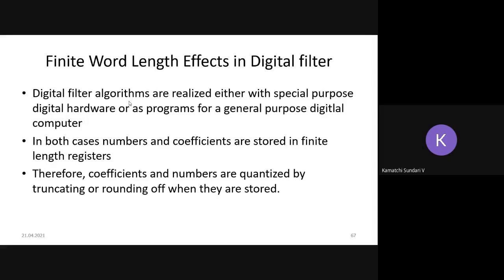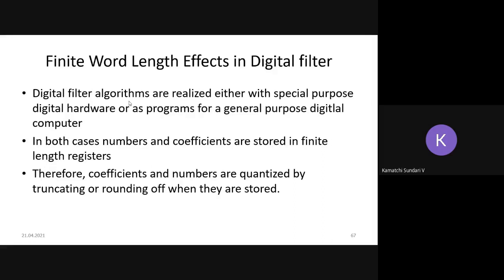So the coefficients or numbers are quantized either by a truncating procedure or by a rounding off procedure when they are stored, right? Truncating in the sense, if I have 20-bit data but I have only a 16-bit register, simply I will remove the least significant 4 bits. I will have only the 16 MSBs, right? Still I will have an error, the difference between these two. But I know the range of error I can have. I can estimate my error in this case.